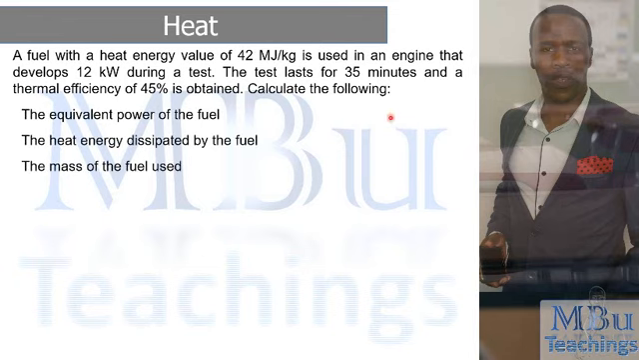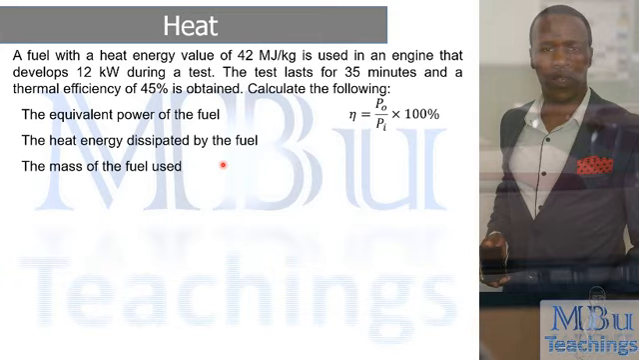Welcome back, guys. We have this question. It reads like this: a fuel with a heat energy value of 42 megajoules per kg is used in an engine that develops 12 kilowatts during a test. The test lasts for 35 minutes and a thermal efficiency of 45% is obtained. Calculate the equivalent power of the fuel, the heat energy dissipated by the fuel, and the mass of the fuel. Without wasting any time, let us move on.